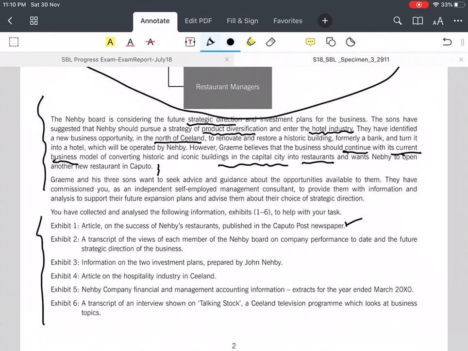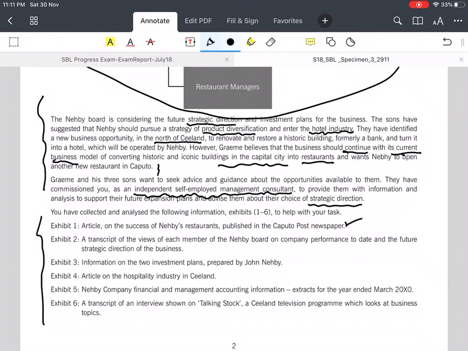Graham and his 3 sons want to seek advice and guidance about the opportunities available to them. They have commissioned you as an independent self-employed management consultant to provide them with the information and analysis to support their future expansion plans and advise them about their choice of strategic direction.